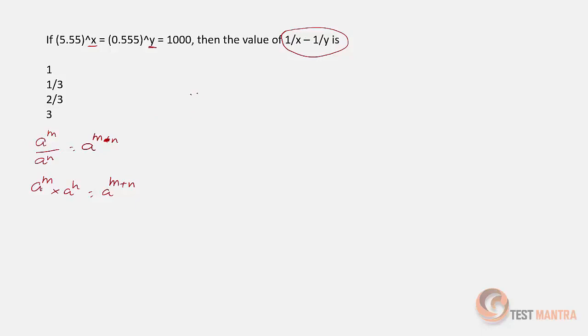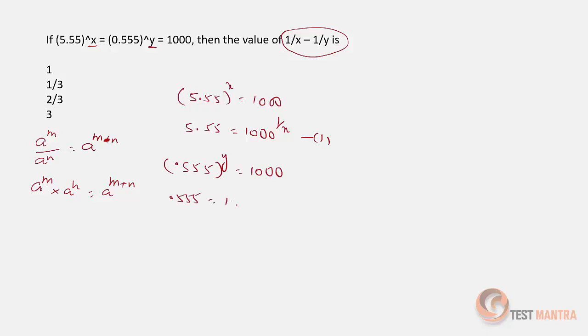So let's talk about these values. It's 5.55 raised to x is equal to 1000. I am interested in 1 by x, so I can say 5.55 should be equal to 1000 raised to 1 by x. That's the first one. Similarly, the second one is 0.555 raised to y is equal to 1000. That also represents 0.555 is equal to 1000 raised to 1 by y. That's the second one. So these two are the equations we are having.